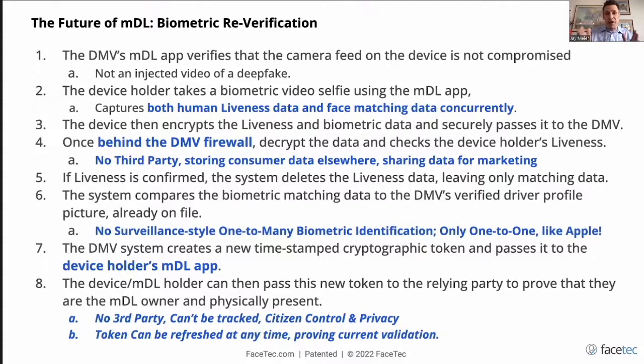So then the device holder can pass that new token to a relying party like a bank to prove that they are actually the person represented by the driver's license at the bank, and the one that's stored in the device and is physically present at the time that this transaction was happening. So there's no third party. The government can't track what you do with the token because they have no ability to track it, right? You can do whatever you want with it. Guarantees the citizen control and privacy.